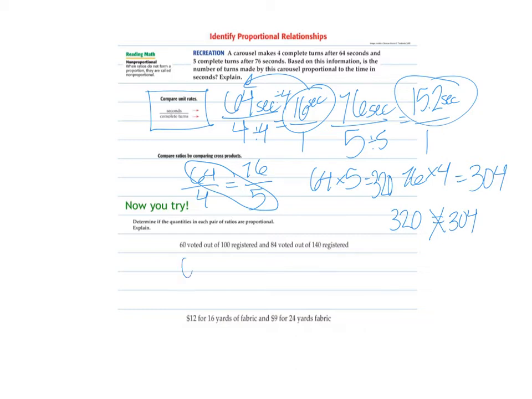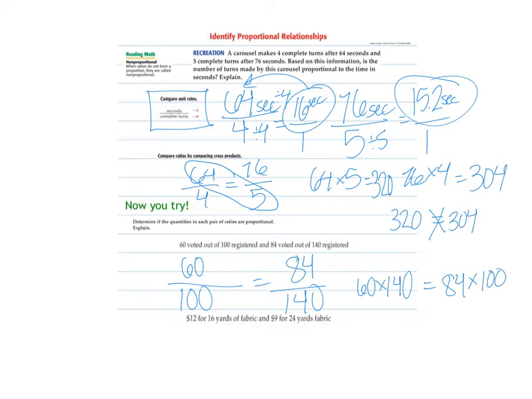So I'm going to do 60 votes out of 100 registered, equal to 84 votes out of 140 registered. If I do cross products, I get 60 times 140, and we don't know if that's equal to 84 times 100. So if I get out my handy dandy calculator, I do 60 times 140, which is here. And I know that 84 times 100, all I have to do is add those two zeros.